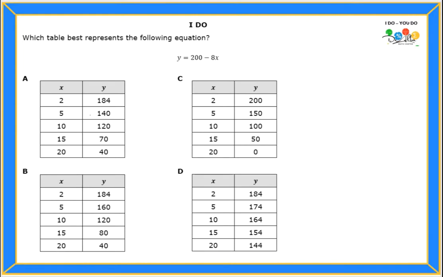Hello students, let's read the problem. It says, which table best represents the following equation? y equals 200 minus 8x. So what I'm looking for is a table that matches my equation, and my equation is given to you on the bottom, which says y equals 200 minus 8x.